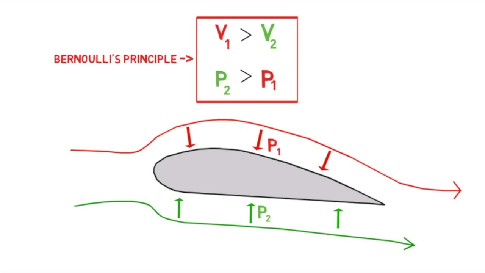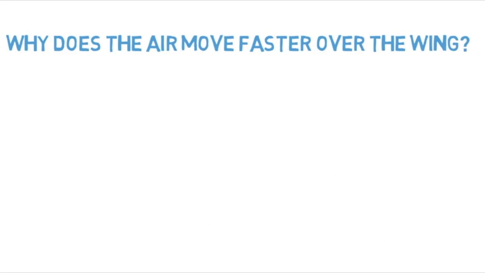Basically, what we see here is the essence of Bernoulli's principle and lift. Because of the difference in speeds, there is a difference in pressure and lift is created. But why does the air move faster over the wing?